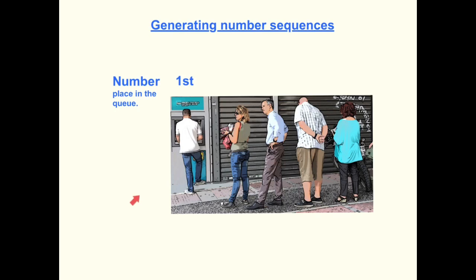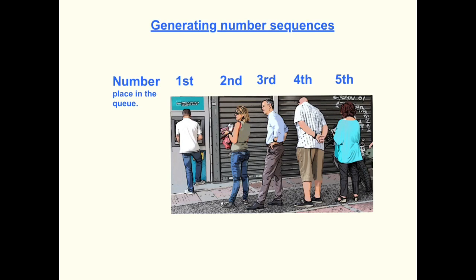And subsequently we can look at the other people in the queue and give them a position. So this lady here, she is second. This guy here, he'll be third. This guy here will be fourth. And the person at the end here will be fifth in line.